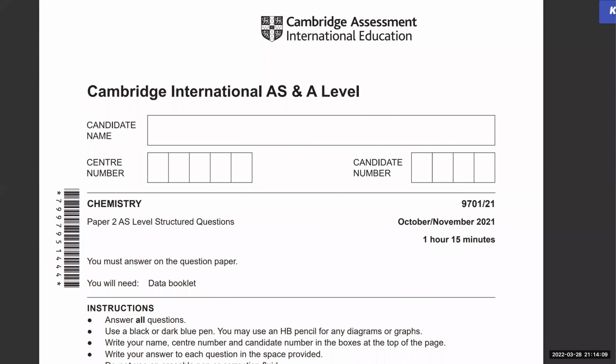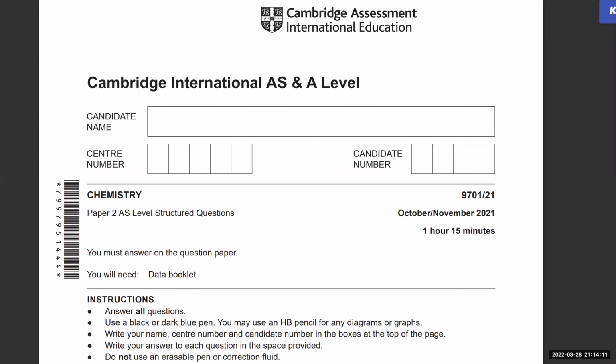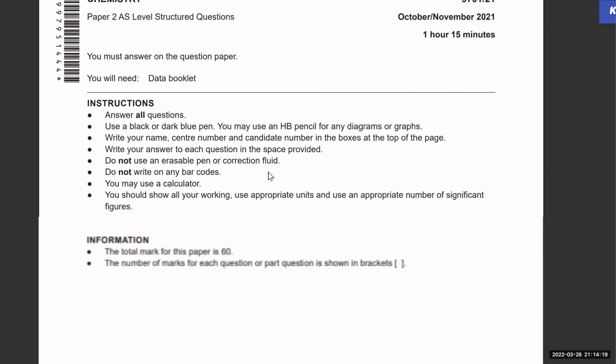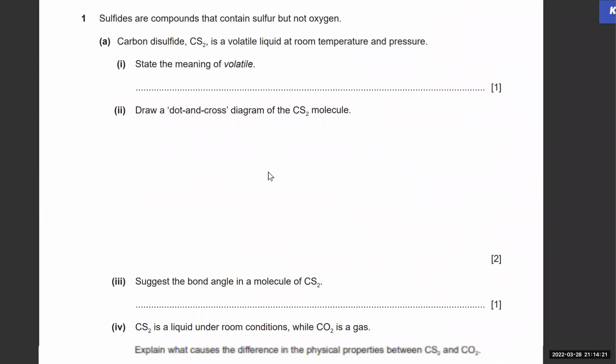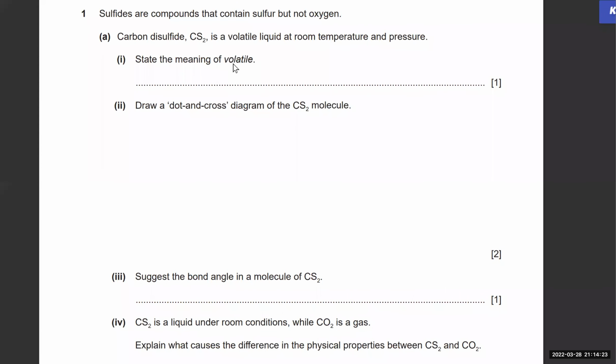Just make sure you have a calculator with you. Summer 21. The first one, state the meaning of the term. You can send them on WhatsApp. Make sure and try and send them in the WhatsApp group.